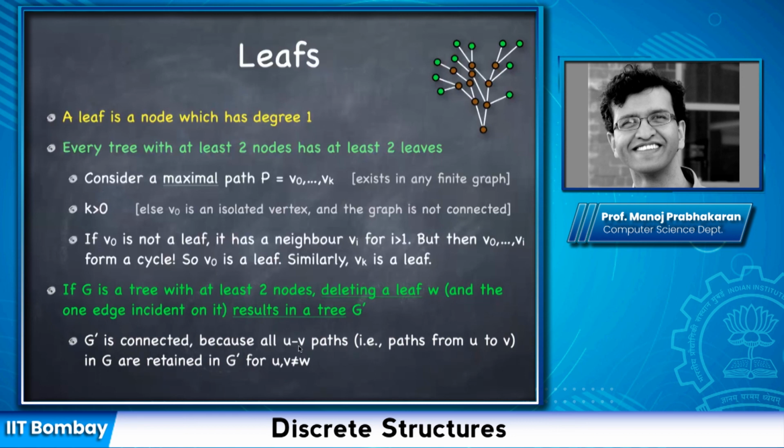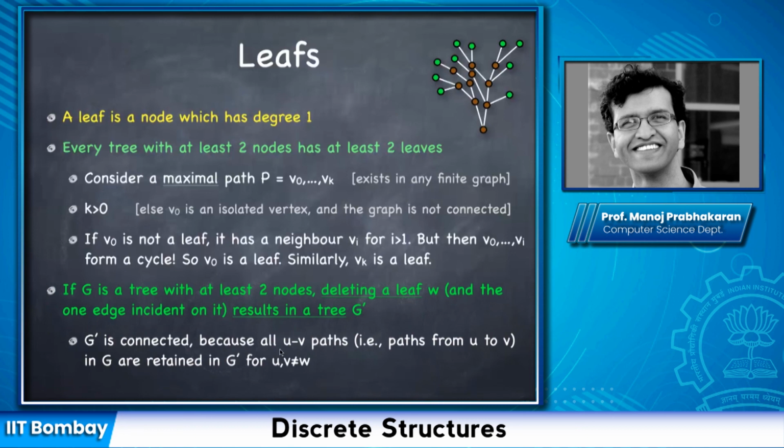If it does not pass through W, then all the nodes and therefore the edges between them are all present in G prime also. So the only way a path could go missing in G prime is if it passes through W. But it cannot pass through W because for that it has to enter W and leave W. There have to be two distinct edges incident on W, but W being a leaf has only one edge incident on it. So as long as U and V are both different from W, all those UV paths are retained in G prime.